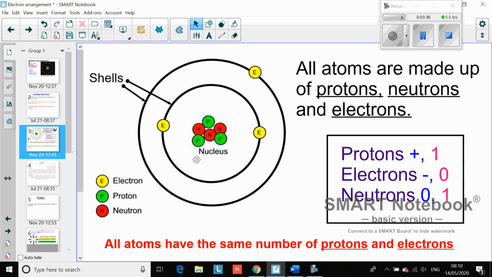Now, you'll also notice that these electrons are in these shells, and how they are arranged in these shells depends on what kind of atom it is, but also how many electrons they have. So it might be worth drawing this as a very first example. Quickly pause the video and do that now, please.